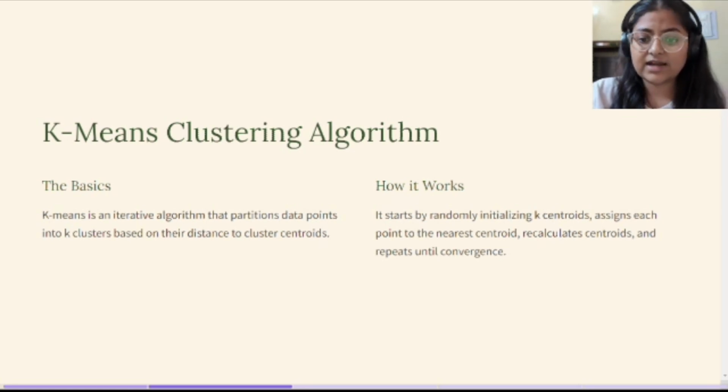How it works: it starts by randomly initializing k centroids. We initialize k centroids randomly, assign data points to the nearest centroid, recalculate the centroids, and repeat until full coverage.